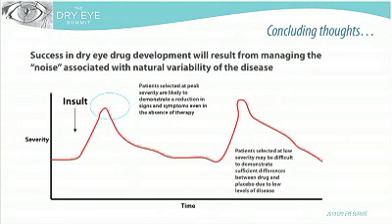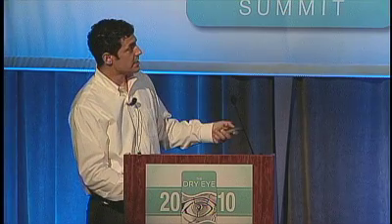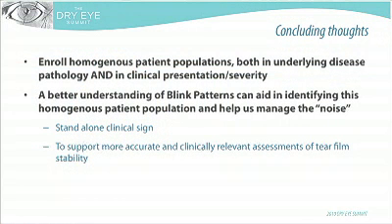But that said, if we select a patient who is at an extreme low in terms of their signs and symptoms, it may be difficult to demonstrate a drug effect in that subject or a difference between the active and placebo, simply because there may not be enough disease there. So we need to find a happy medium, and we believe that by getting tighter with our diagnostics, both in terms of blink pattern and in assessments of tear film stability, we're going to do a better job at enrolling homogeneous patient populations that we can include in our clinical trials.